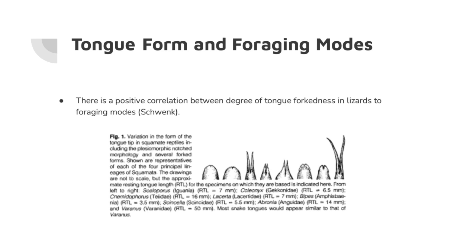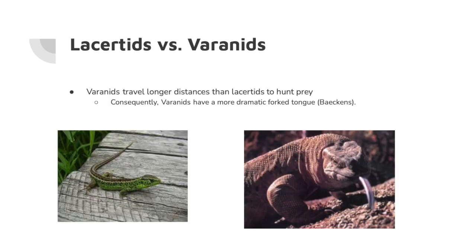They looked at species that were either sit-and-wait foragers or wide foragers, and what they found was that there was a positive correlation between the presence of a forked tongue and wide foraging. So those who have to travel a longer distance benefit more from a forked tongue due to its heightened chemosensory abilities.